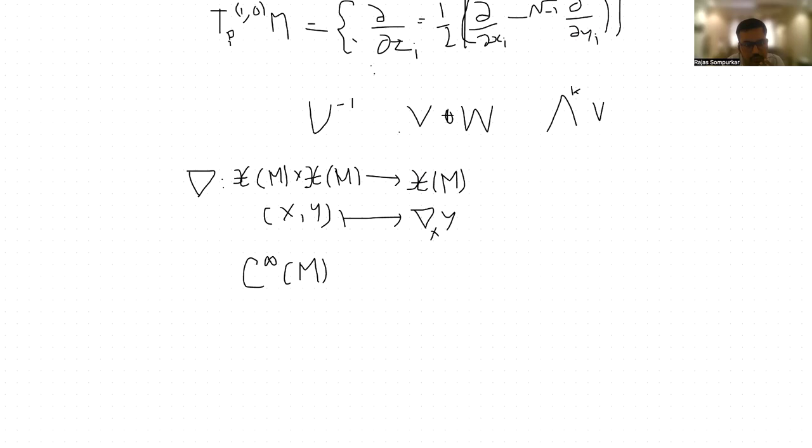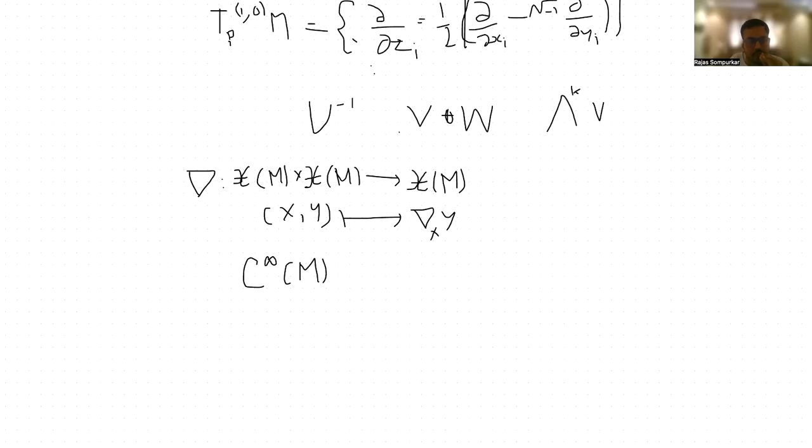So first of all, your connection. XM is the global section of the tangent bundle. Maybe I missed the notation. What is XM? Yeah, XM, it is correct. So XM is the set of all global sections of the real tangent bundle, which is the same as the set of all smooth vector fields on the manifold. Okay. Okay. Thanks.